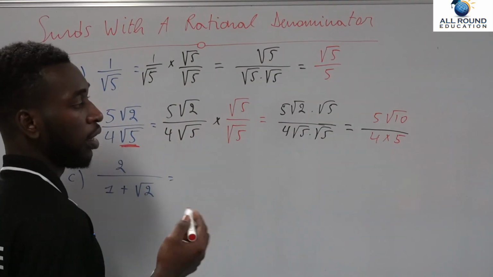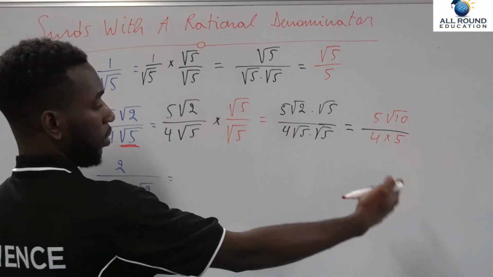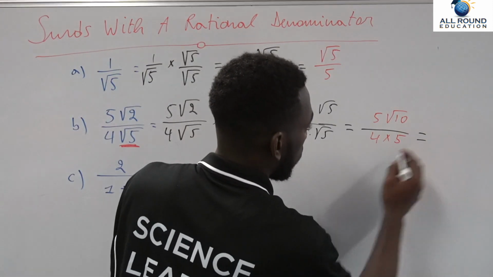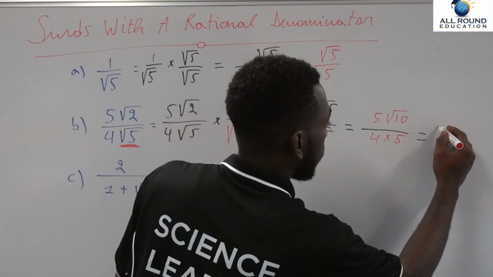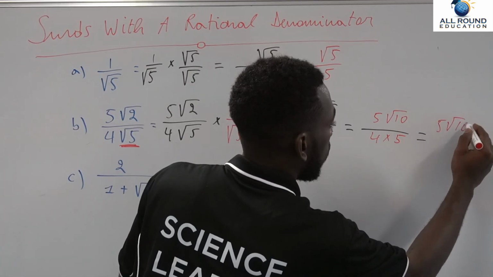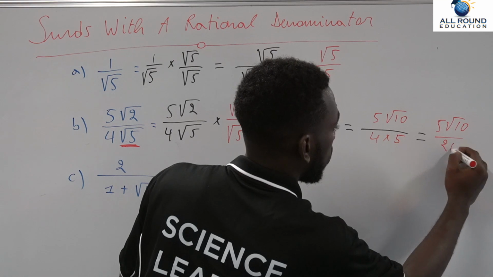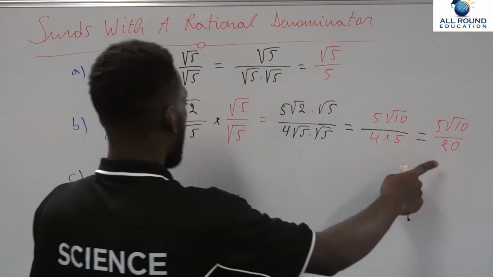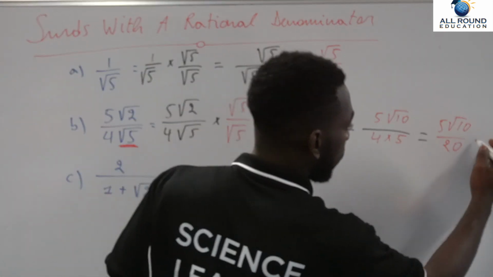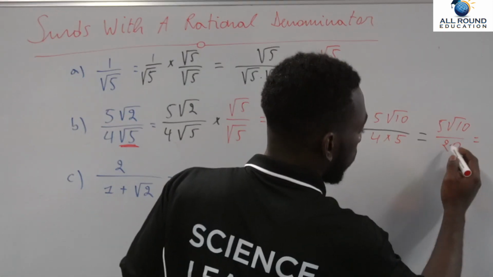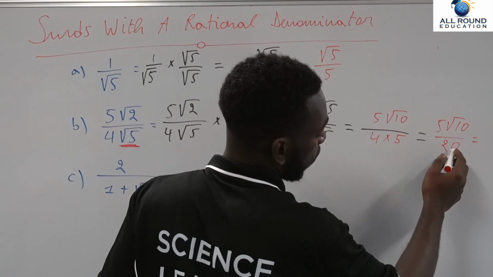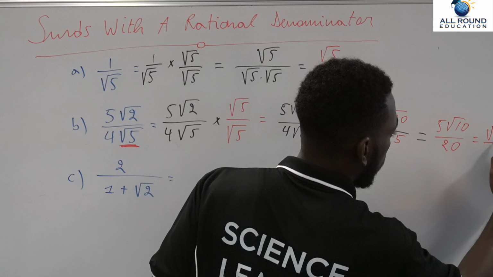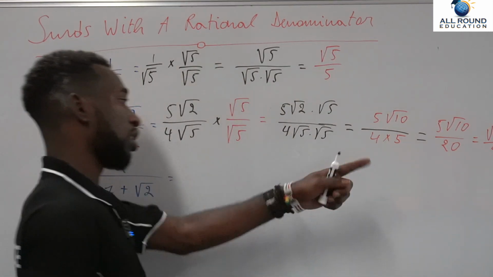So 5 root 10 over 20. But is that my final answer? No, I can simplify further. The way I would simplify further is we know that 5 goes 4 times into 20, so you end up with root 10 over 4. That's our final answer.